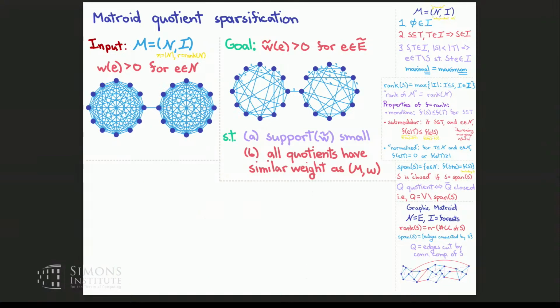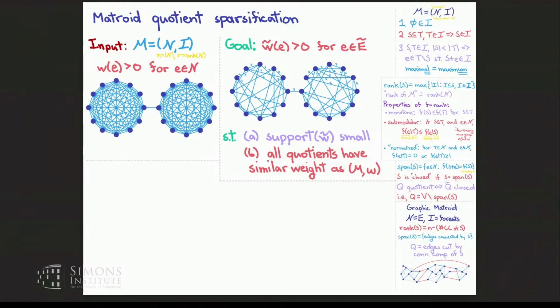Okay, so all right, Matroid quotient sparsification. What does that mean? I give you some Matroid where n is the number of elements and r is the rank of the Matroid. I don't know how to draw a general Matroid, so I just stuck with a graph. And the goal is just trying to pattern match after graphs, trying to reduce the number of elements, but trying to preserve the weight of every quotient, which we saw generalizes a cut.